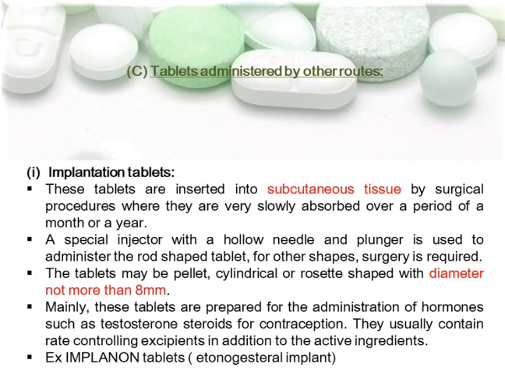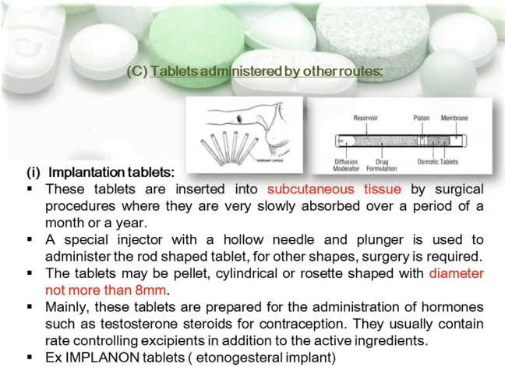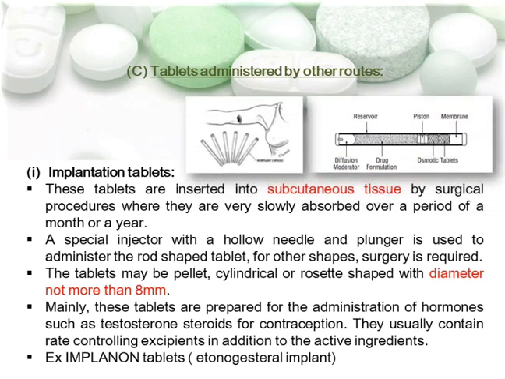Now, tablets administered by other routes: implantation tablets. These tablets are inserted into subcutaneous tissue by surgical procedures, where they are very slowly absorbed over a period of a month or a year. A special injector with a hollow needle and plunger is used to administer rod-shaped tablets, and for the other shapes, surgery is required. The tablets may be pellet, cylindrical or rosette shape with diameter not more than 8 mm. Mainly these tablets are prepared for administration of hormones such as testosterone and steroids for contraception. They usually contain a rate controlling excipient in addition to the active ingredients. For example, Implanon tablets.